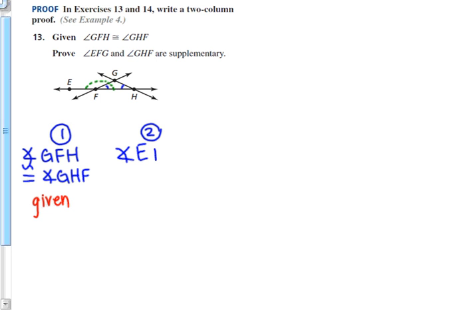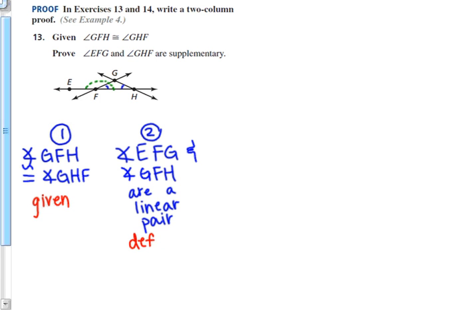Angle EFG and angle GFH are a linear pair. And I wasn't really talking about the linear pair, I was just basically stating that it was a linear pair. So my reason here is just going to be definition of a linear pair.